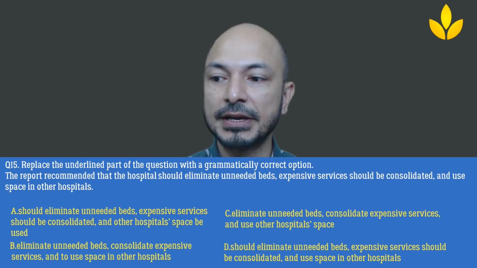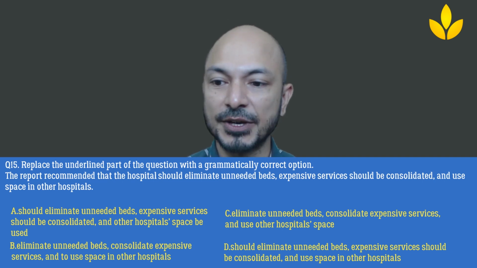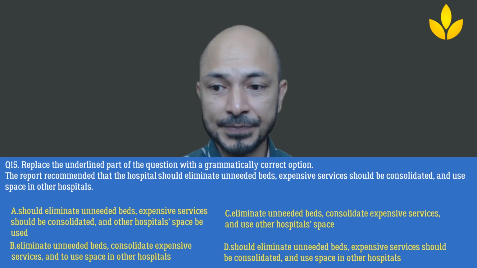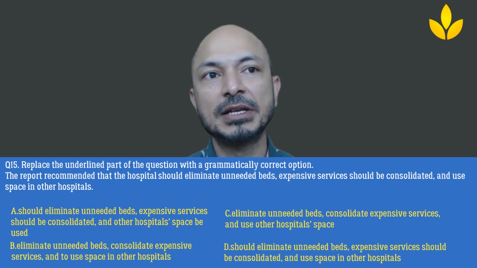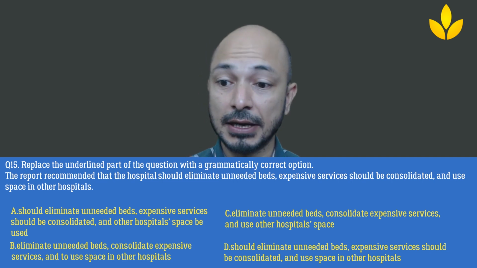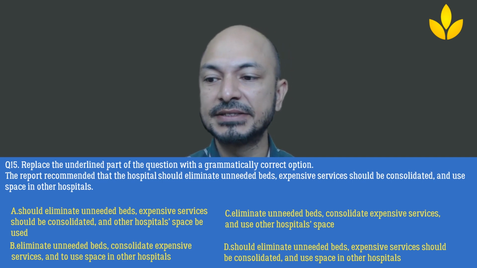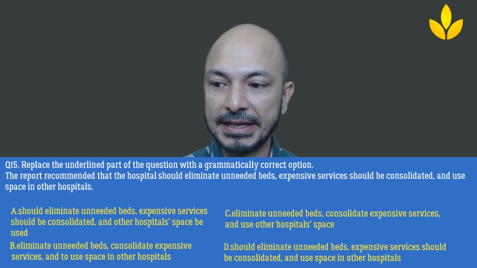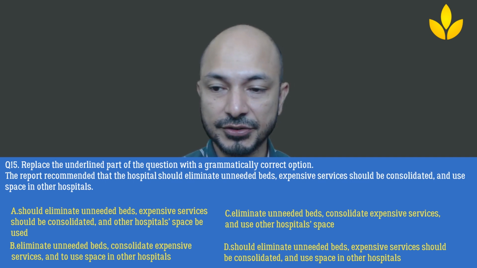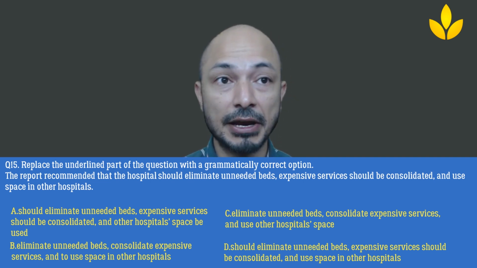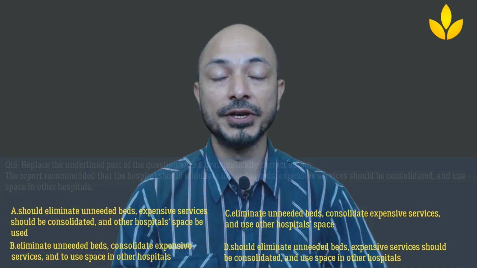Eliminate unneeded beds, consolidate expensive services, and use other hospital space. Now, I think when they say use other hospital space, when we say to use space in other hospitals, it sounds much better in a sentence. So we will eliminate option C for now, and option D is should eliminate unneeded beds, expensive services should be consolidated, and use space in other hospitals. Once again, like A, this option is eliminated because it says expensive services should be consolidated. So out of all of this, option B is the right grammatically correct option. We will go with option B.